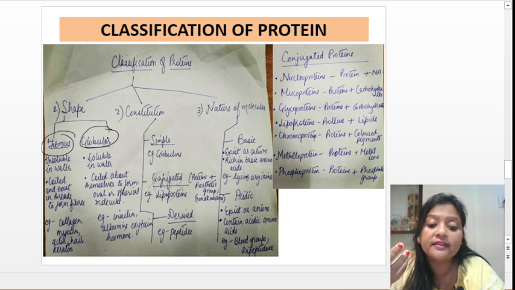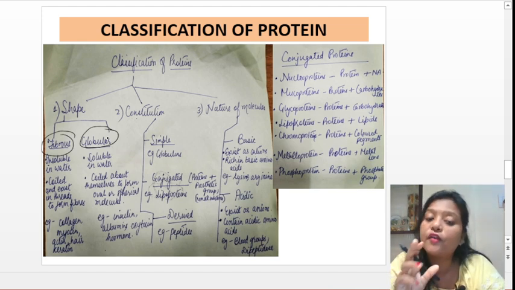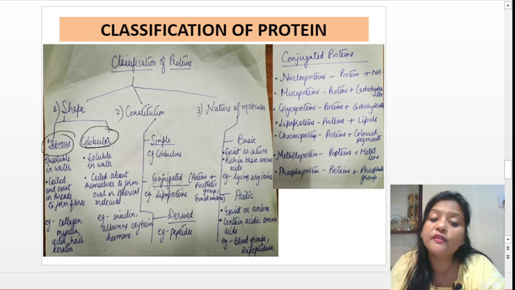The globular name itself says that they form oval or spherical molecules. Globular proteins form oval or spherical molecules and they are soluble in water. Fibrous proteins are insoluble, while globular are soluble in water. What are the examples of globular proteins? Insulin, albumins, and oxytocin hormone. They're all under the globular shape.